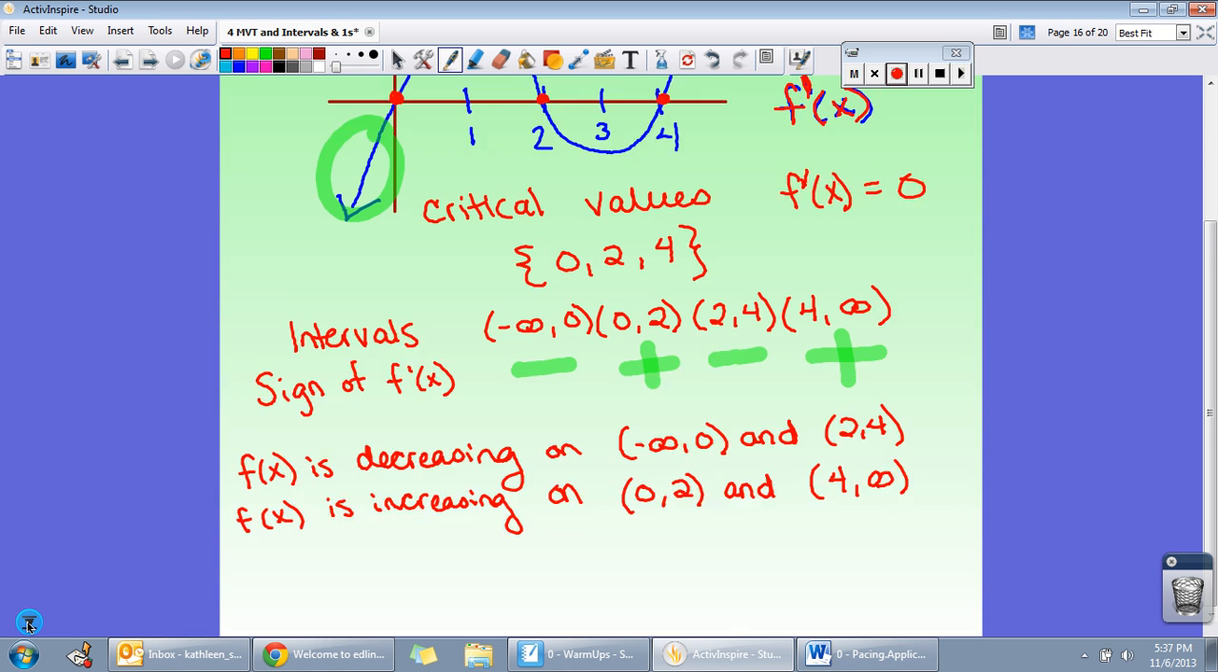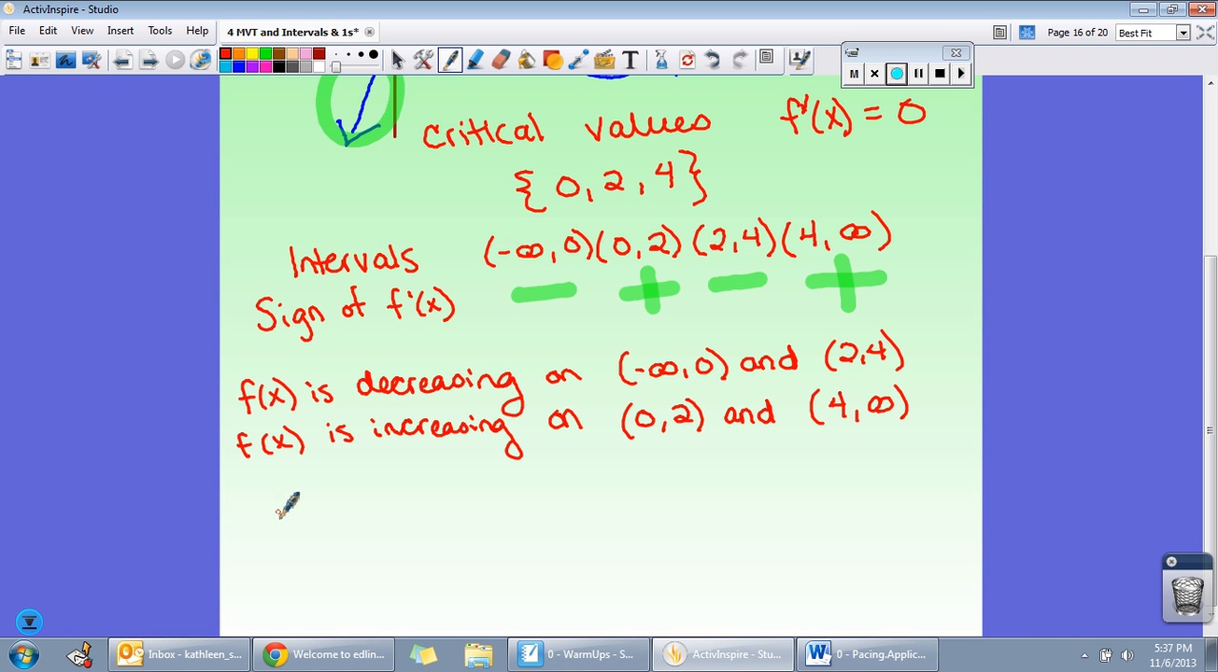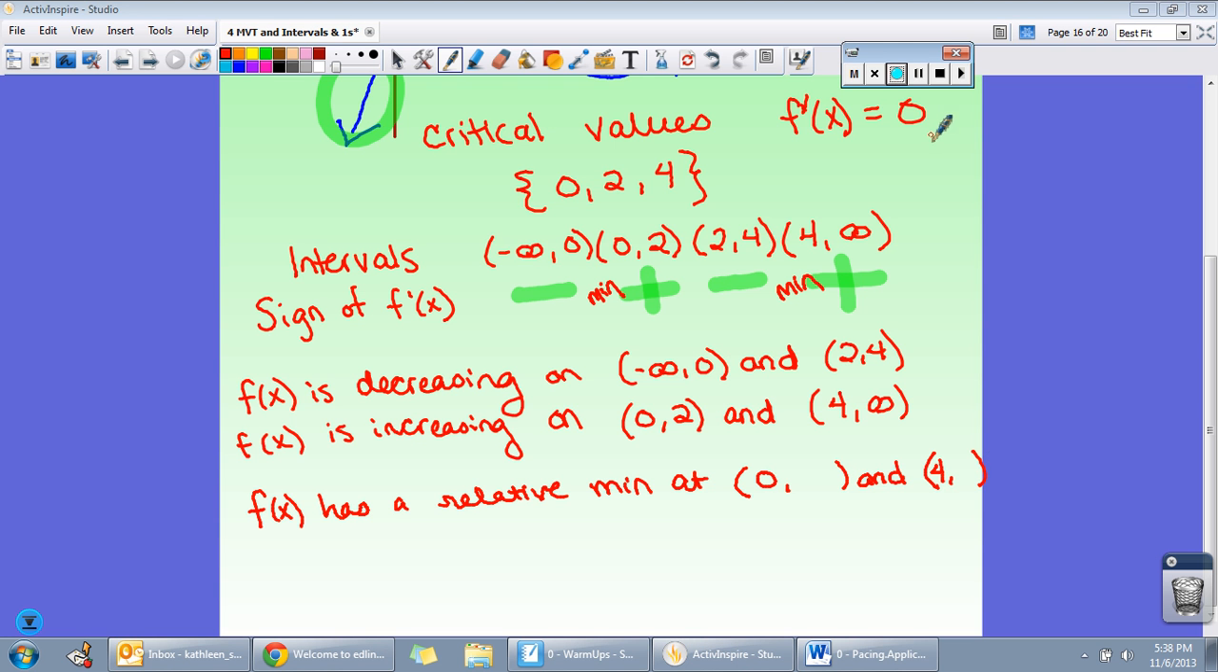We can also make conclusion statements about relative extrema. We know that f of x has a relative minimum anywhere that the slope changes from negative to positive. So we're going to have a relative min here and a relative min here. Oops, I made a mistake. We don't have the original function, so we have no idea what those y values are. So we just say at x equals 0 and at x equals 4.